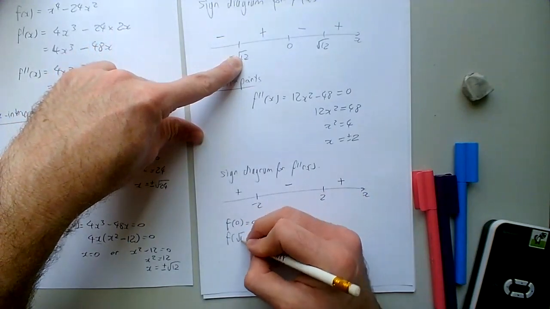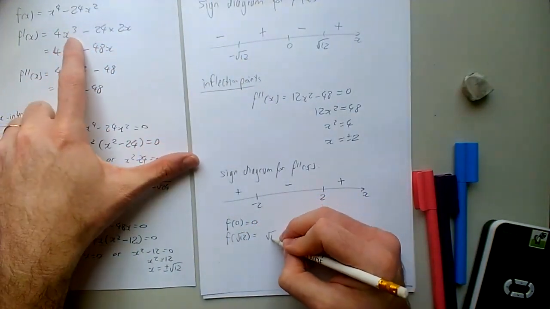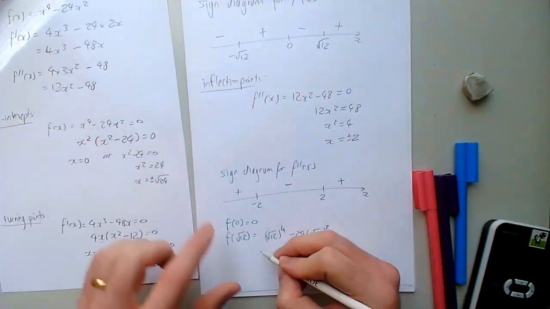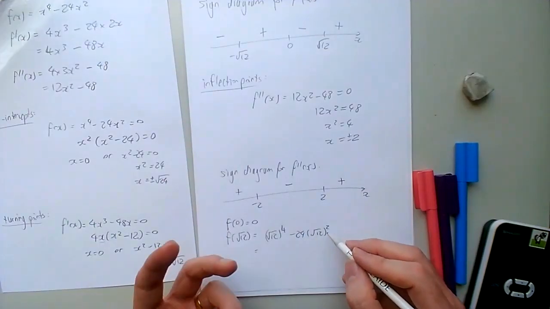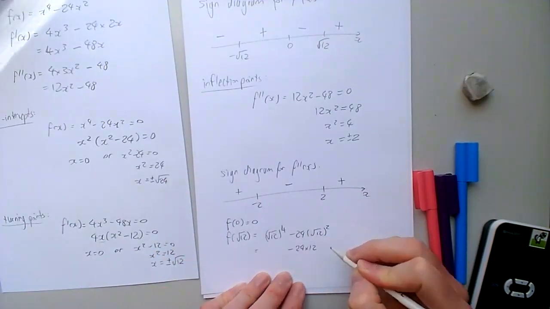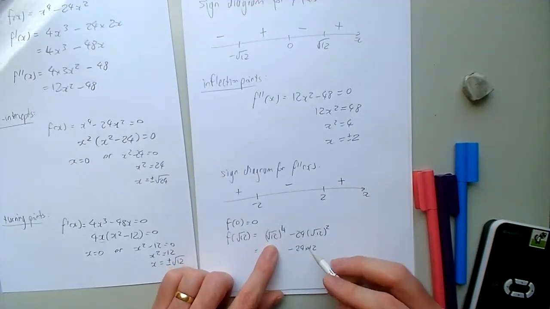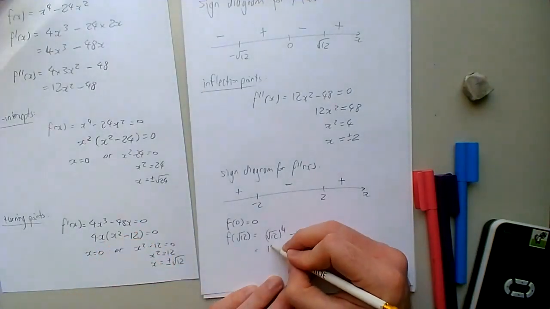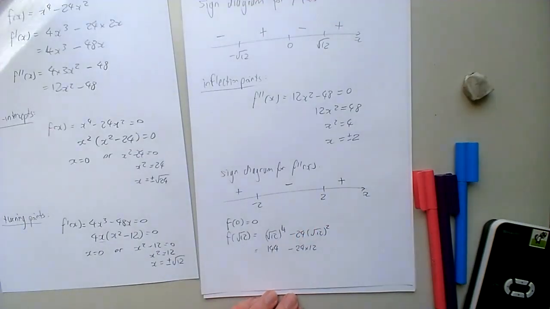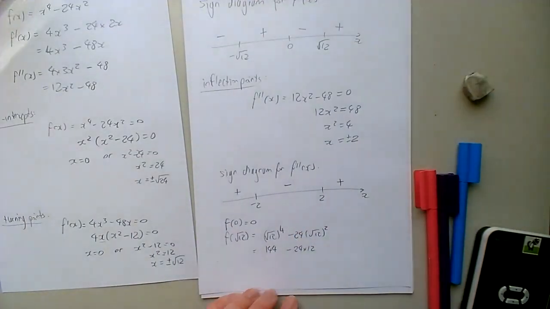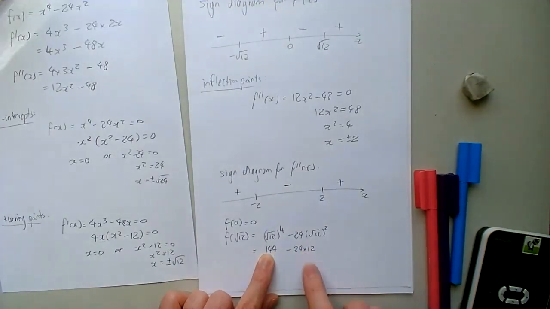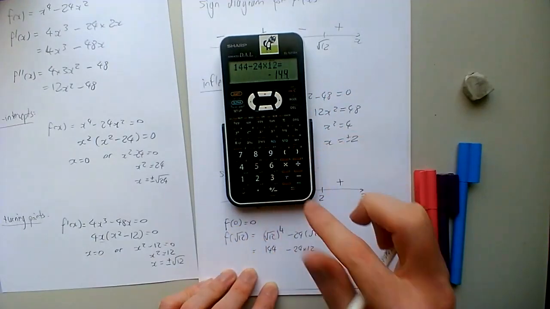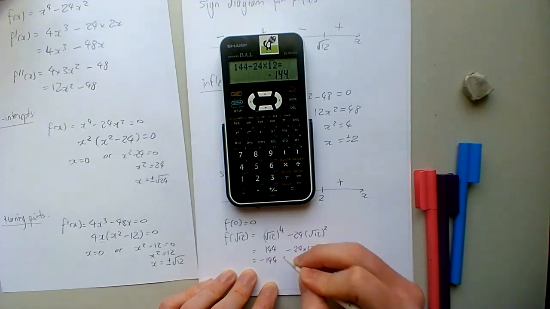f of root 12 is root 12 to the power of 4 minus 24 times root 12 squared. Well, root 12 squared would be 12. And to the power of 4, I could do the power of 2 and then another power of 2. So we'd get 12 and then 12 squared, which is 144. So I reckon we're going to get minus 144 there, because this is 12 times 12 and this is 2 lots of 12 times 12. But just let me check that. Okay.